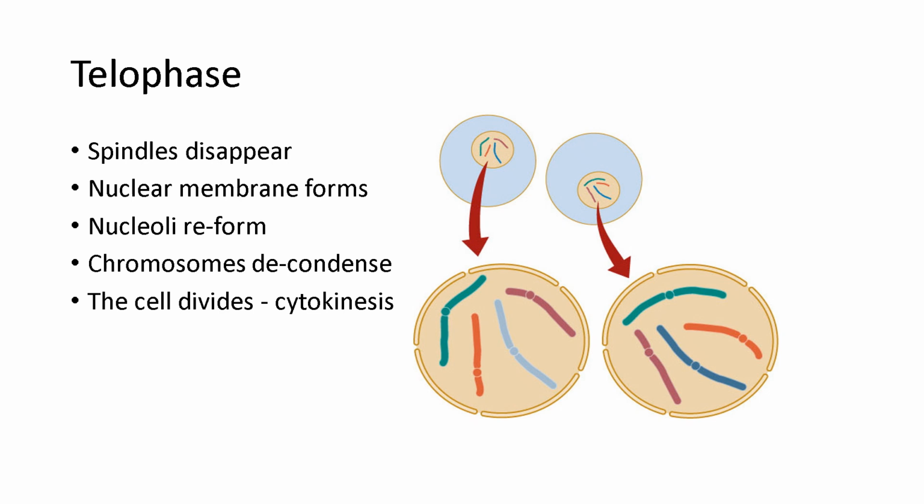In telophase, the spindle fibers disassemble and nuclear envelopes reform around the separated chromosome sets. Nucleoli reappear, and the chromosomes begin to decondense into chromatin. Cytokinesis often follows, resulting in the formation of two distinct daughter cells.